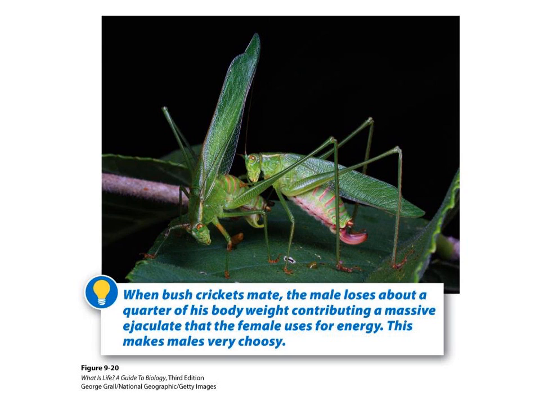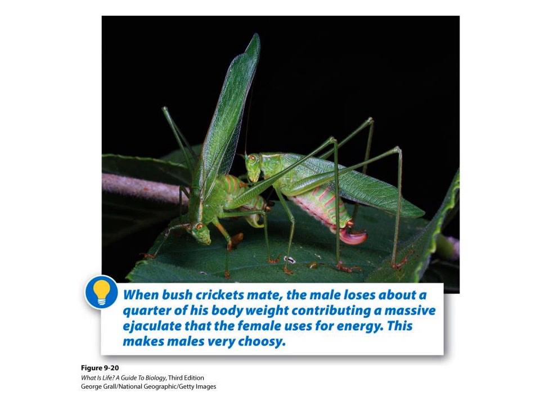So here's an opposite example. Usually we think females are more discriminating and the males are competing with each other. Well, in the case of bush crickets, the male is more discriminating. That's because he loses about a quarter of his body weight contributing a massive ejaculate that the female uses for energy. So males are very choosy. They're going to give up a lot of their body weight and their nutrients. They'd better make sure that's the right female cricket for them, one that's going to successfully raise their offspring.